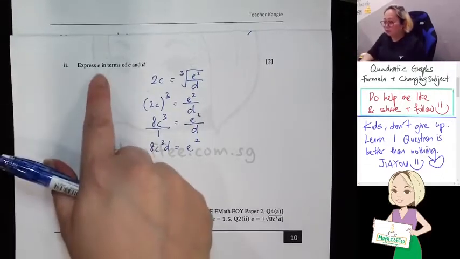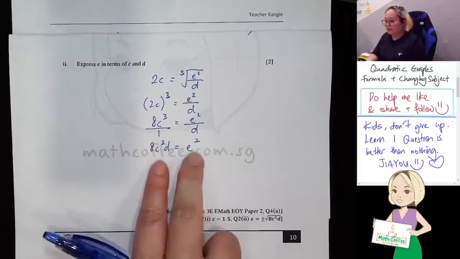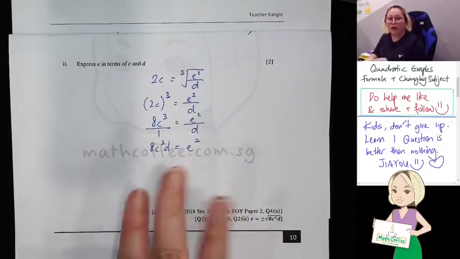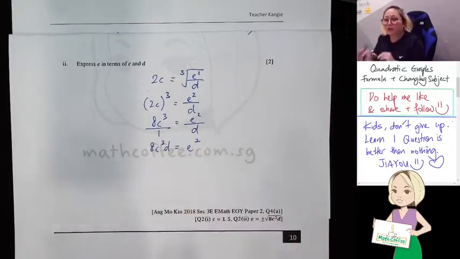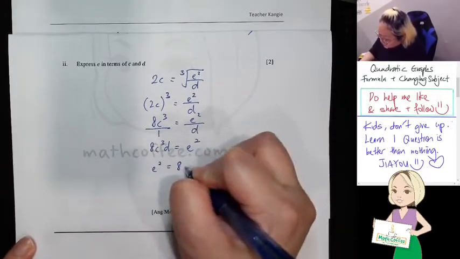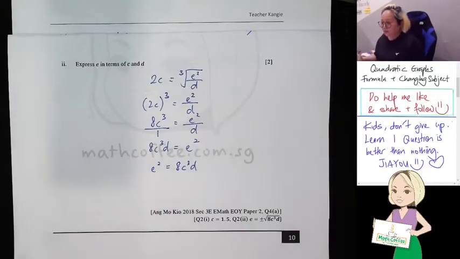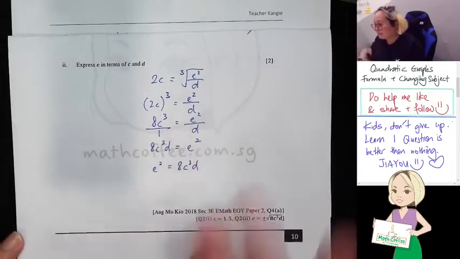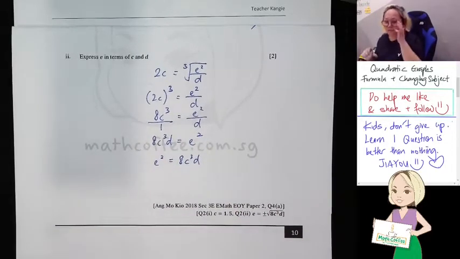So I'm supposed to make E the subject, right? My E squared now is on my right hand side, so I'm going to completely flip it. When I completely flip it, I don't need to change any sign. So I write it as E squared equals to 8c cubed D. You see, I completely flip it, I don't need to change the sign.